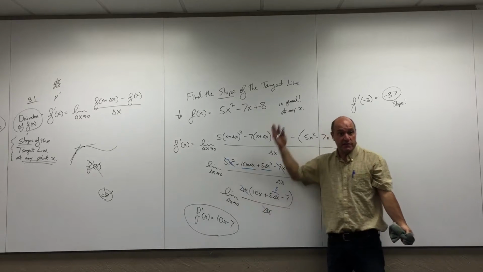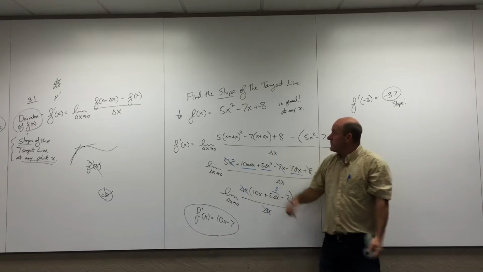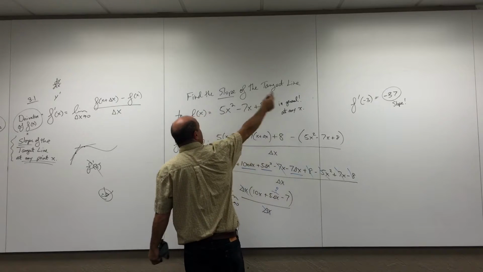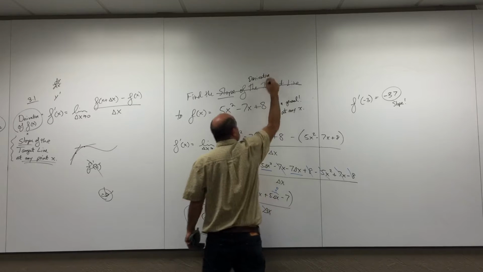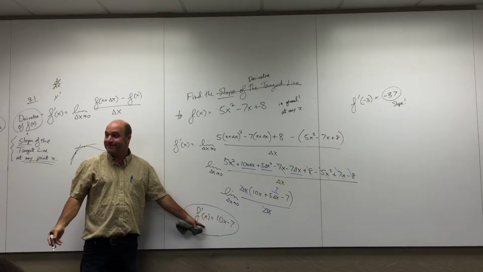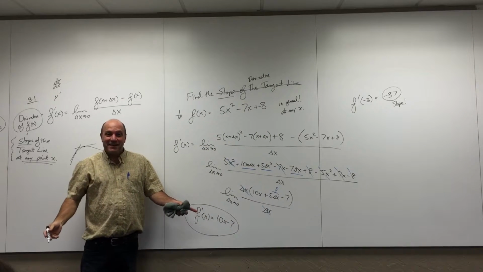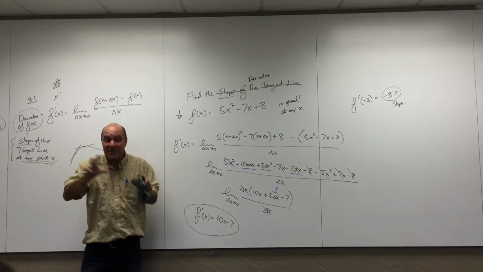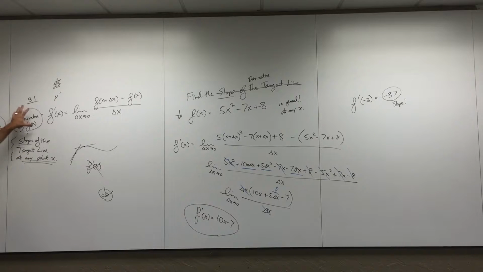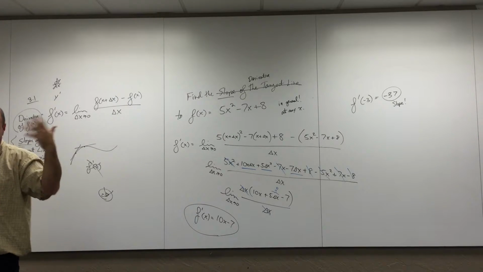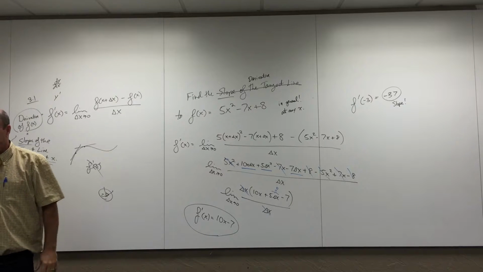That's the derivative. Maybe I would change the language to, instead of find the slope of the tangent line, maybe I would say find the derivative. That would be this, right? Okay. I mean, there's a lot of synonymous language here. The derivative is the slope of the tangent line. I can use either set of words. I'd like you to know that they're the same, right?